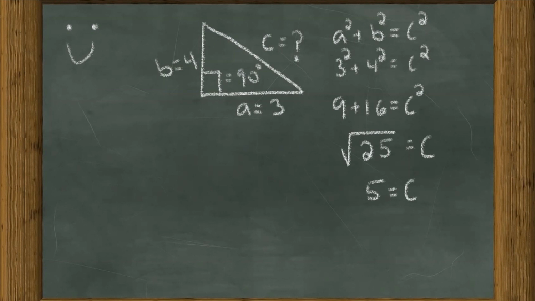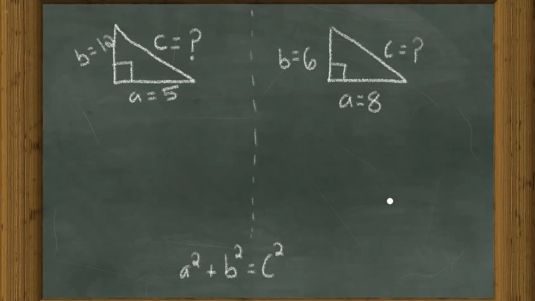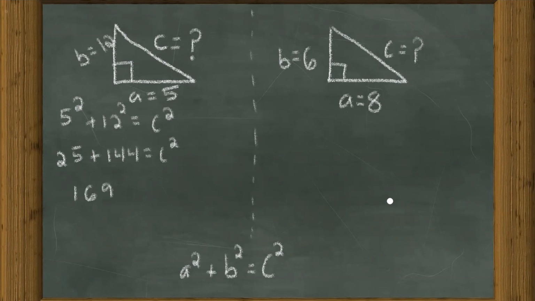Let's look at some examples. First, we have a equals 5 and b equals 12. So we've got 5 squared plus 12 squared equals c squared. 5 squared is 25 plus 12 squared, which is 144, equals c squared. I'm going to add 25 and 144, so that's 169 is equal to c squared. I take the square root of both sides, kind of skipping that step there. And then the square root of 169 is 13. So I know that c is equal to 13.